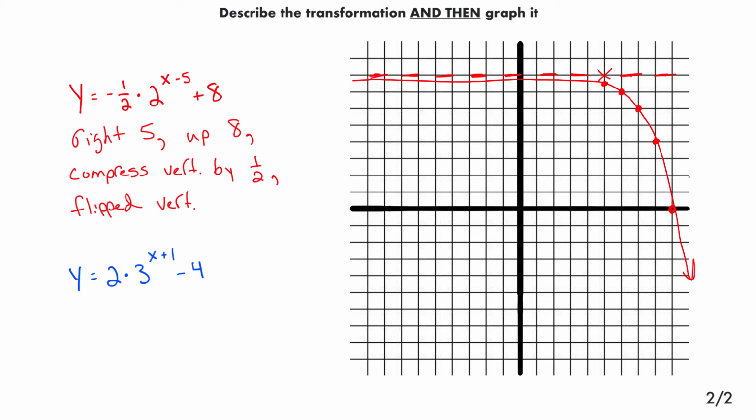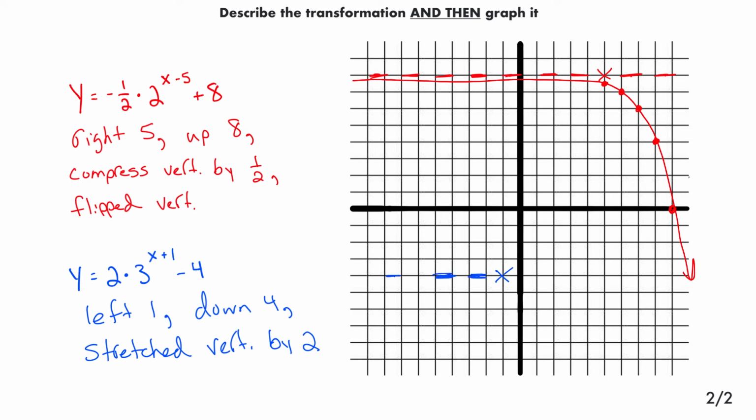Problem number 2, I have y equals 2 times 3 raised to the power of the quantity x plus 1, quantity, minus 4. The plus 1 tells me I'm going to go left 1. The minus 4 tells me I'm going to go down 4. And that 2 in front that's being multiplied tells me I'm going to stretch this thing vertically by a factor of 2. So it's going to be twice as tall as the parent function. So I'm going to go left 1 down 4. Left 1 down 1, 2, 3, 4. Here is my center. Draw my asymptote.